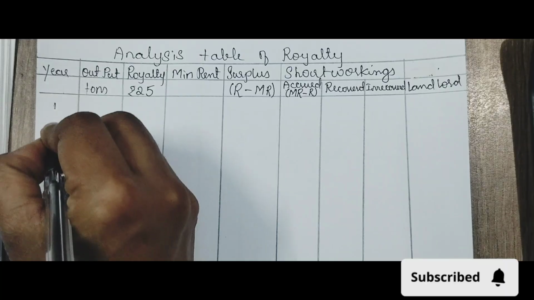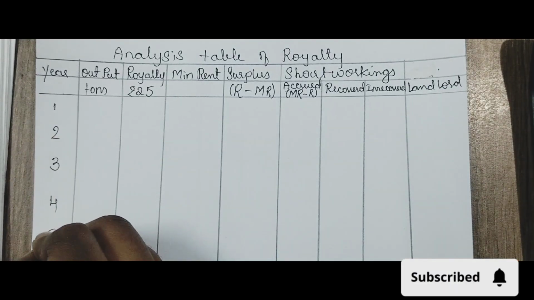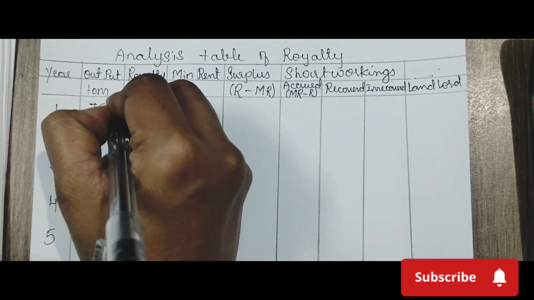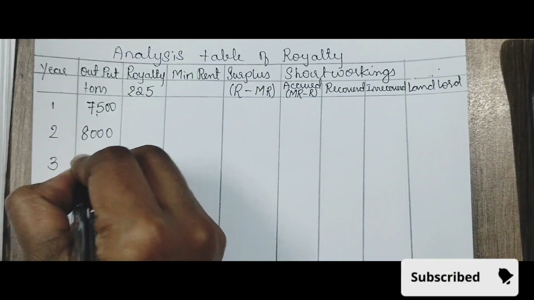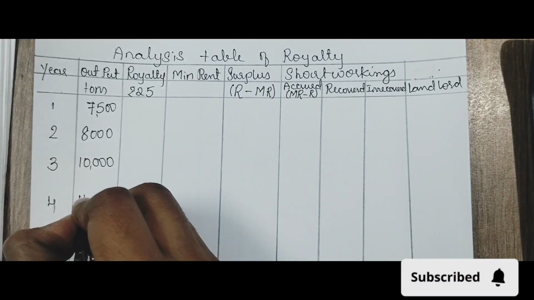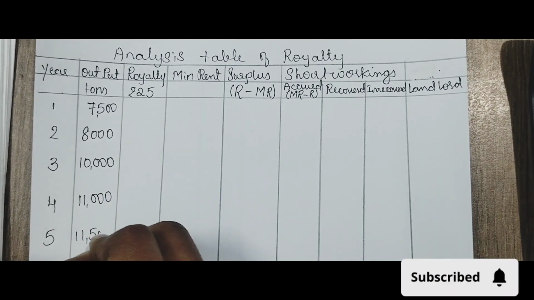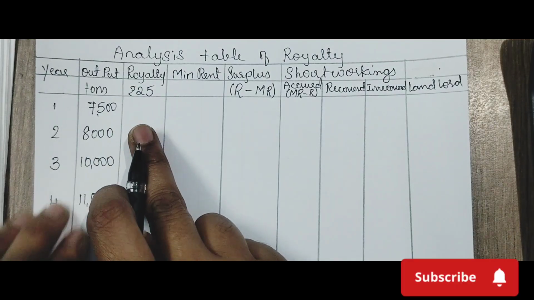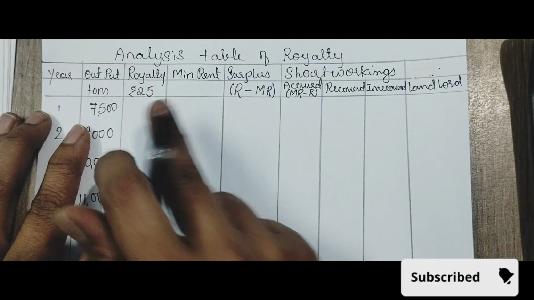Now, how many years is given? 5 years is given, right? Output is 7,500, 8,000, 10,000, 11,000, 11,500. And royalty is 25 per ton. You are multiplying output with the royalty.